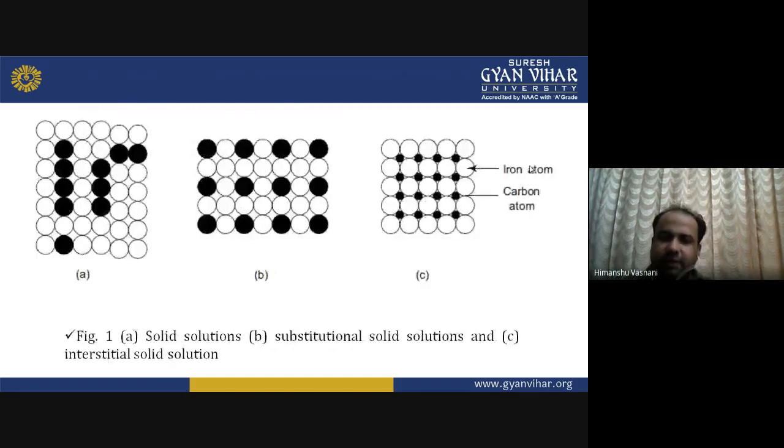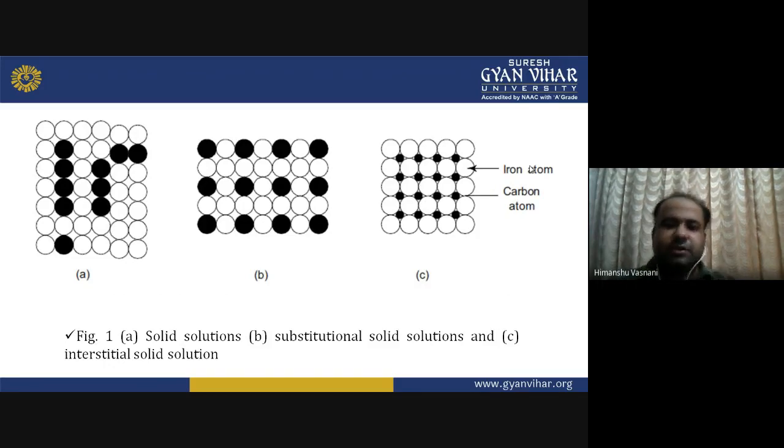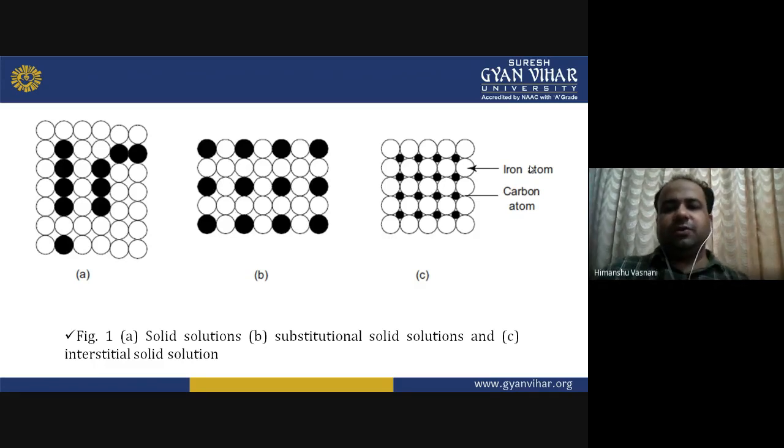You can see in the diagram, the first one is the solid solution, then the substitutional solid solution, and the last one is the interstitial solid solution. These diagrams show how carbon atoms sit in between the iron atoms. One is the solid solution, where they are mixed. The other is the substitutional solid solution. The third one is the interstitial solid solution.